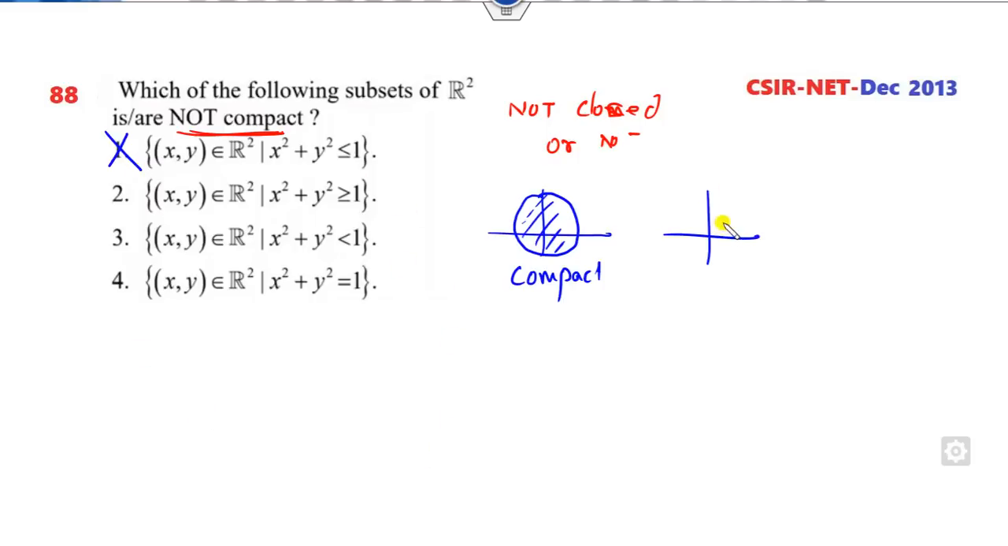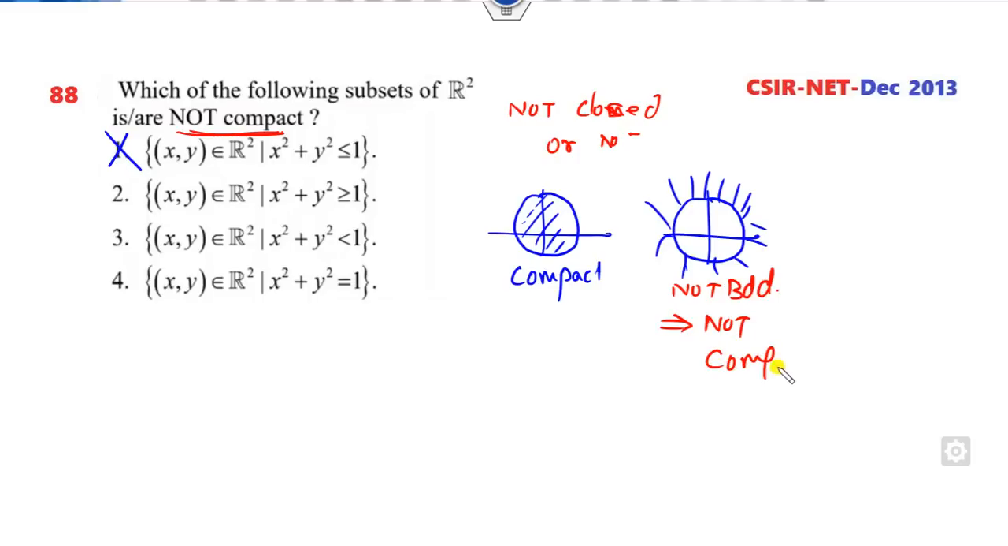Look at the second option, which is greater than 1. So that is my outside portion. So what is that? It is not bounded. So once it is not bounded, it means this is not compact. So the second is the correct option.